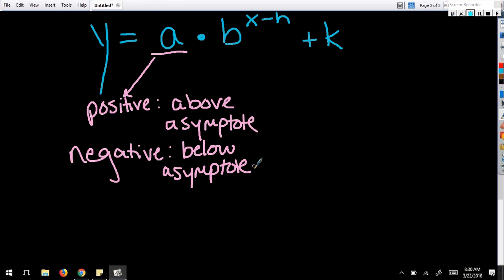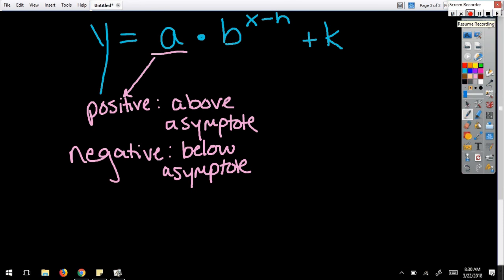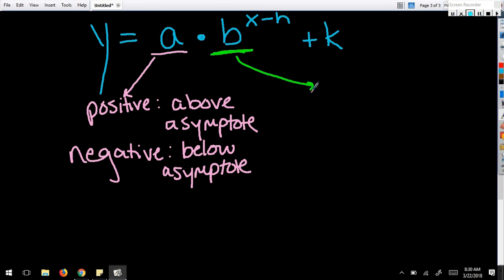Well, stay focused, Matthew. The A has no impact on whether it's growth or decay. It simply tells you if it's above the asymptote or below the asymptote, okay? It also has to do with the shrinks and stretches, but we won't worry about that quite so much with growth and decay, just the above or below. The B is what tells us if it's growth or decay, all right? B is never going to be negative, because if it's negative, that means the A is negative.